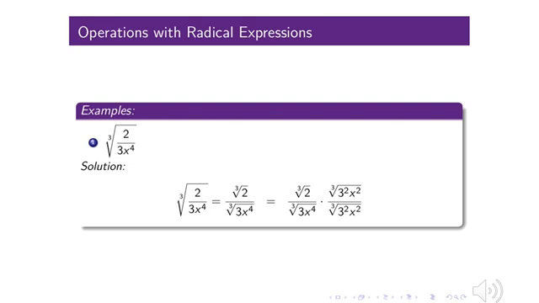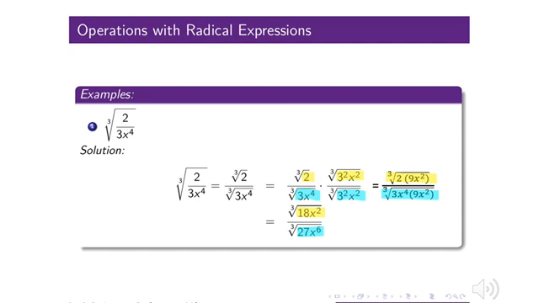So the desired multiplier would be the cube root of 9x squared over the cube root of 9x squared, which can be expressed as the cube root of 3 squared x squared. Then, using the product property of the radicals, we multiply the expression cube root of 2 over the cube root of 3x raised to the power of 4 by our multiplier, which is the cube root of 3 squared x squared over the cube root of 3 squared x squared.